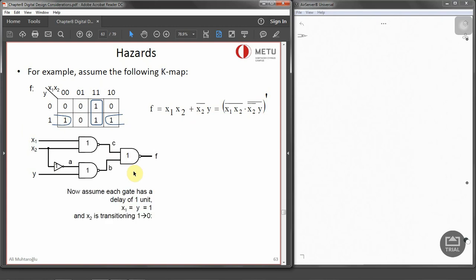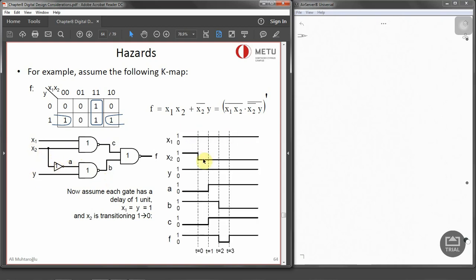Now, assume that each gate has a delay of 1 unit, including the inverter as well, and x1 and y are both 1, and x2 is transitioning from 1 to 0. So x1 and y both are 1, that's what we have set. And x2 is changing its transition from 1 to 0.